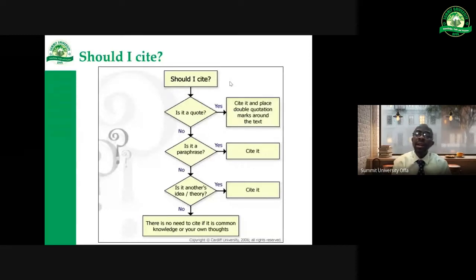Again, just ask yourself, is it a quote? If your answer is yes, then you must cite it. If your answer is no, then you don't need to cite. The next question you will ask yourself is, is it a paraphrase? If yes, then you must cite. If no, then you need to ask, is it another person's theory or idea? If yes, you must cite. If no, then there is no need for you to cite, especially if it is common knowledge.